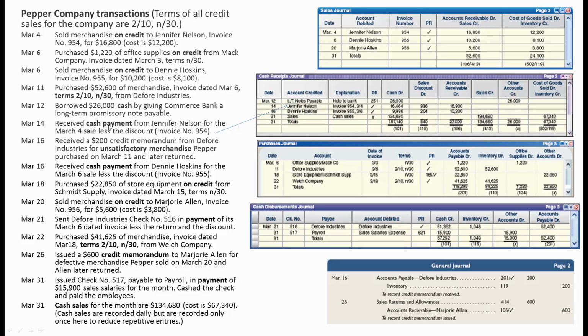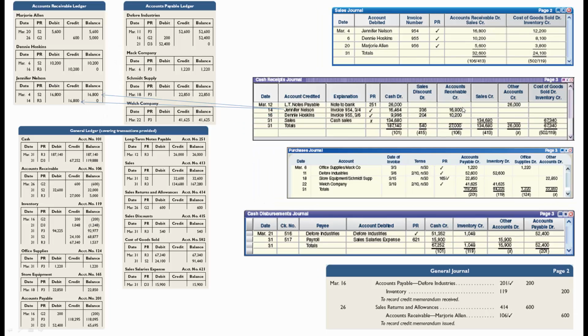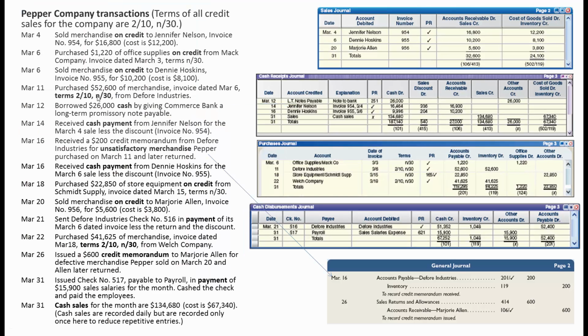Next, we're going to receive a cash payment from Jennifer Nelson for the sale minus the discount. So this is the amount we received from her. This is the discount she took, and this was the amount in our accounts receivable balance. So yes, we're going to check that that was the correct amount in her accounts receivable balance, and then we would recalculate that the 2% was calculated correctly.